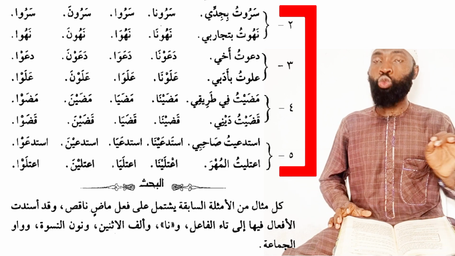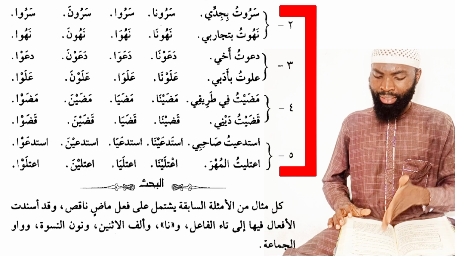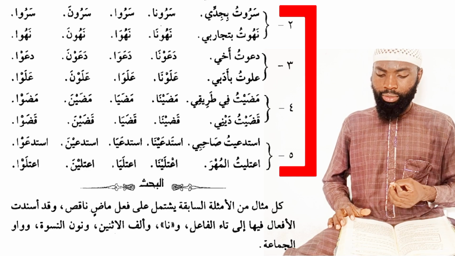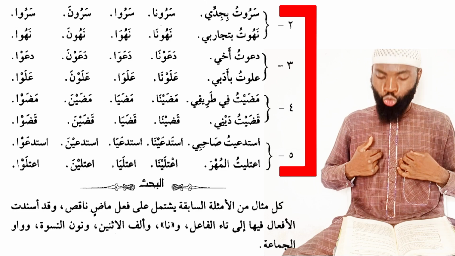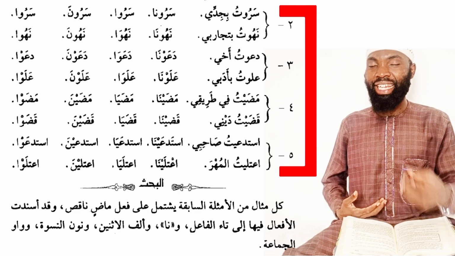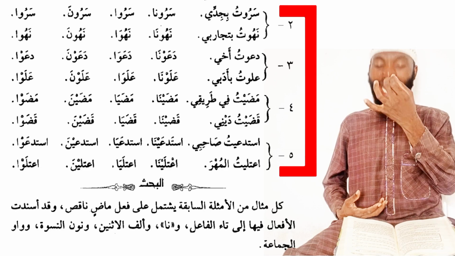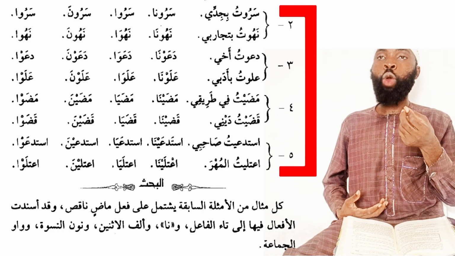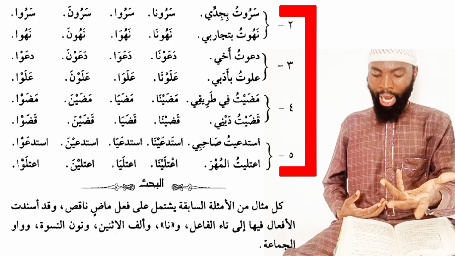Then we have Saruna, the na is simply added to it. Then Saruna for the females. Then Sarua, both of them. Then we have Nahutu bitajaribi, Nahutu from the word Nahua. Then we have Nahuna. Then Nahua. Then Nahuna. Then we have Nahua.